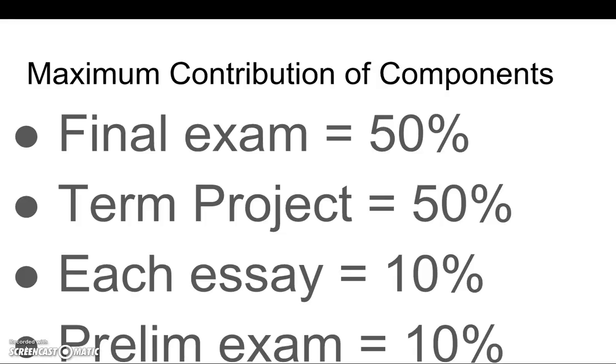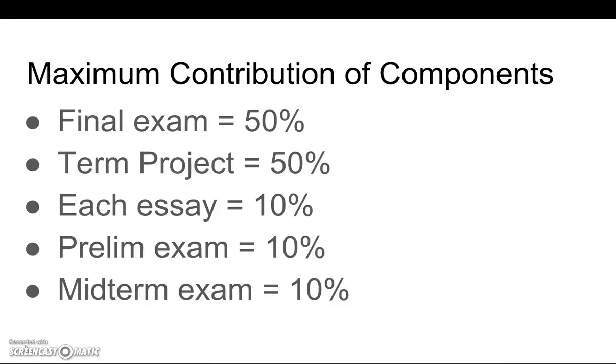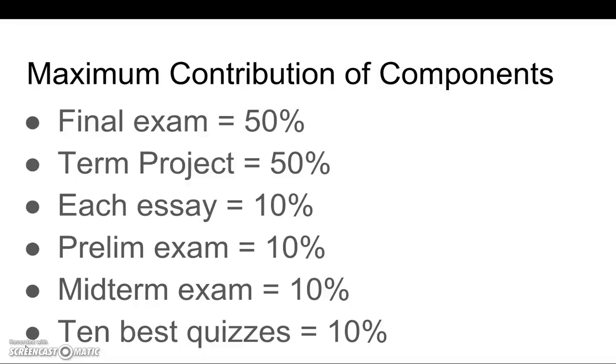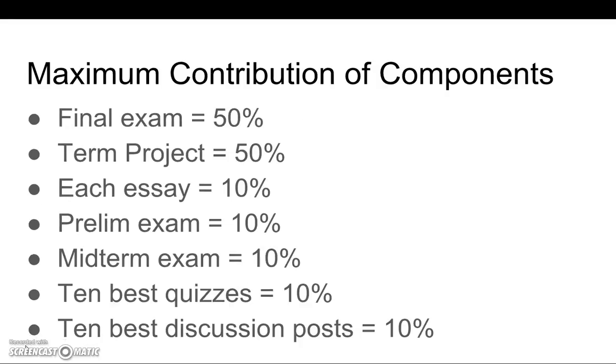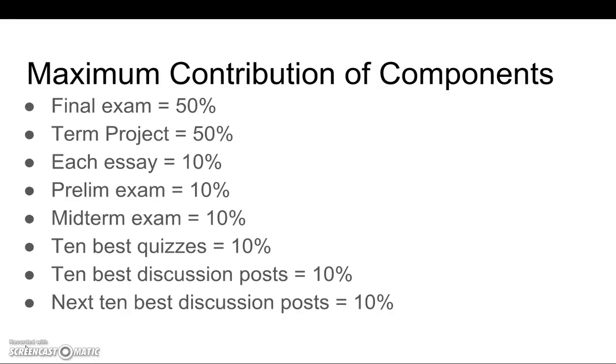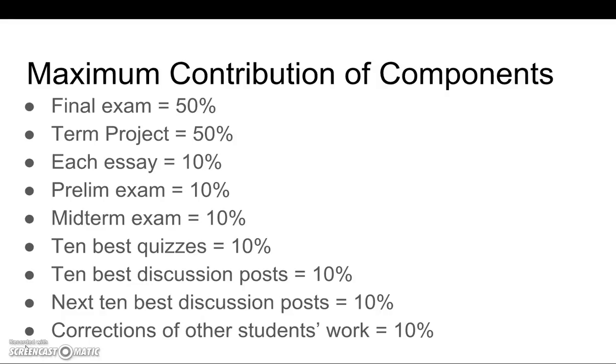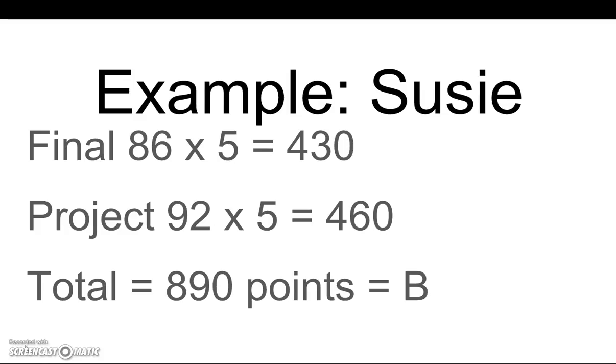If you have a preliminary exam, that can count 10% of your grade. If you have a midterm exam, that will count 10% of your grade. If you have quizzes each week, we would count your 10 best of those quizzes, and together they would count 10% of your grade. If this is an online class with a discussion board posting, your 10 best discussion posts would be 10% of your grade. The next 10, another 10%, and so forth, up to 50% of your grade. Any corrections that you do of other students' work can count 10% of your grade.